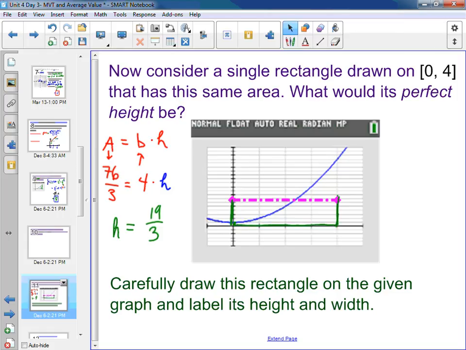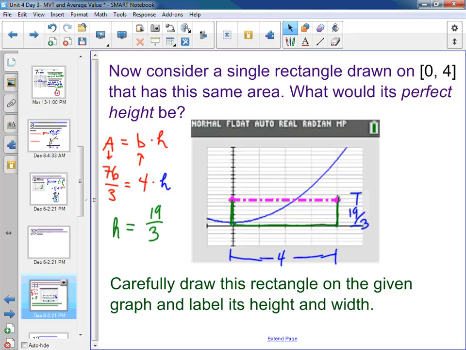All right. So what's the width of my rectangle, Riley? 4. And what's the height of my rectangle, Tyler? 19 thirds. All right. So the height of my rectangle is 19 thirds. The width of my rectangle is 4. And the area is, well, it should be 4 times 19 thirds. 4 times 19 is 40, 36, 76 thirds. Okay.